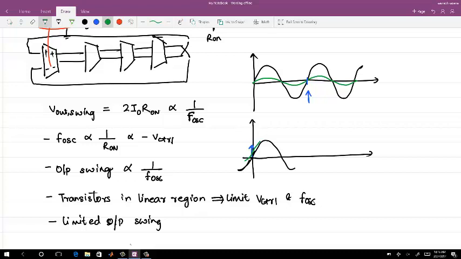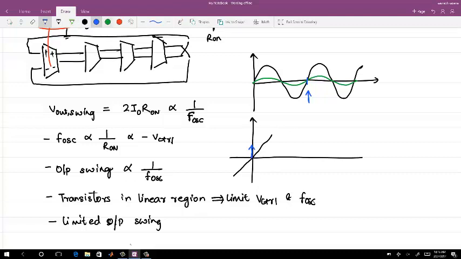Let me draw it a little more clearly. This is a very amplified version of the sine wave near time t equals 0. It has a certain slope. Now I am applying a change delta here.